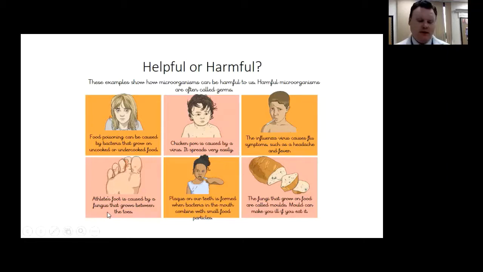Bottom left, something called athlete's foot. Doesn't mean only athletes get it. It's called athlete's foot. It's caused by a fungus that grows between the toes.